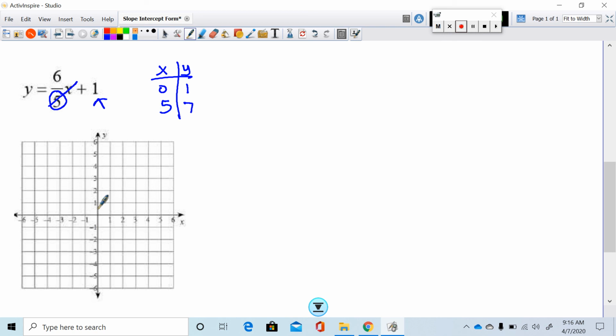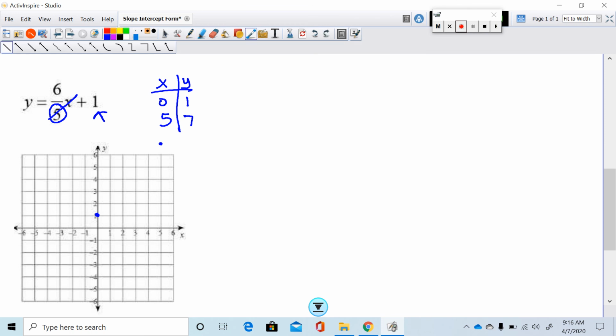So 0, 1 is right here, and 5, 7 doesn't quite fit on this one, so I'll just make it here. And you connect those. And that's how I do it.